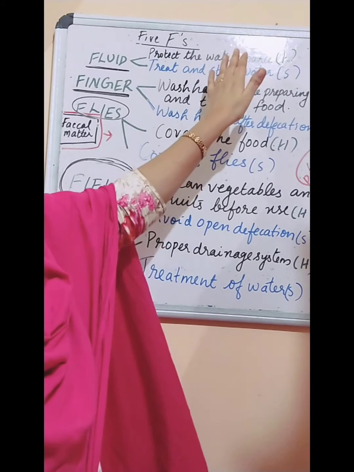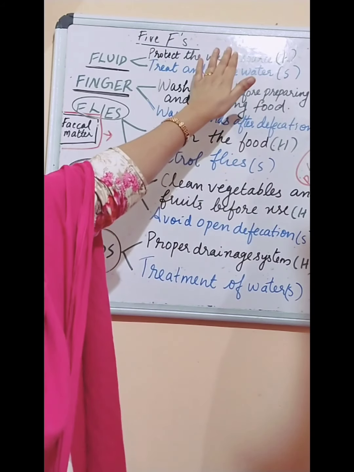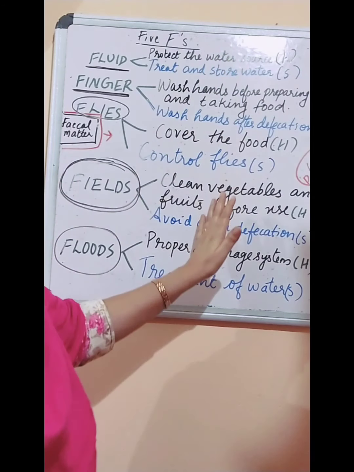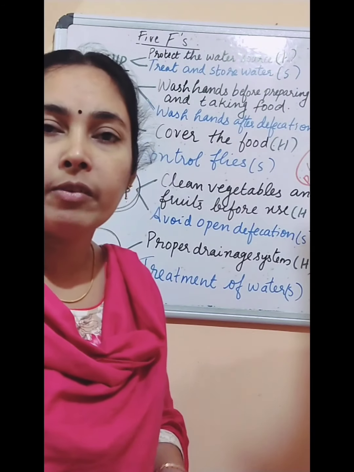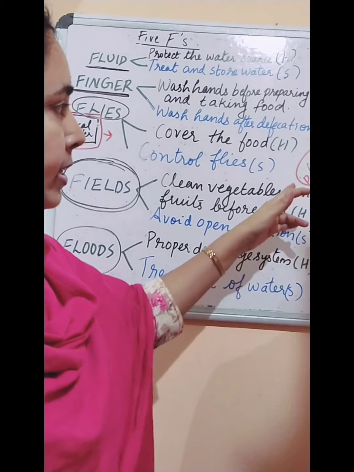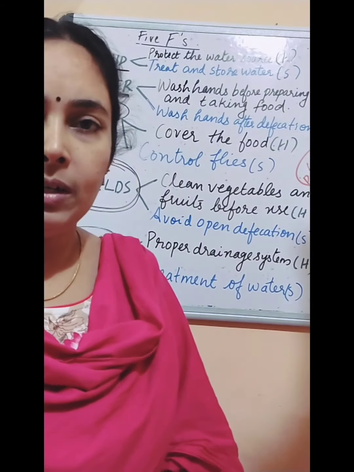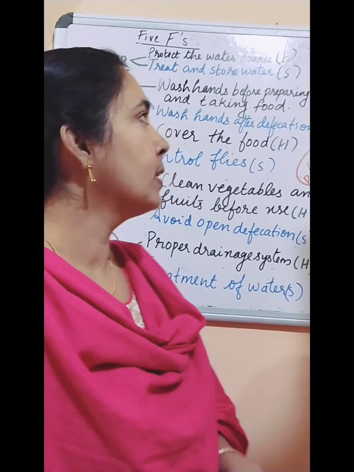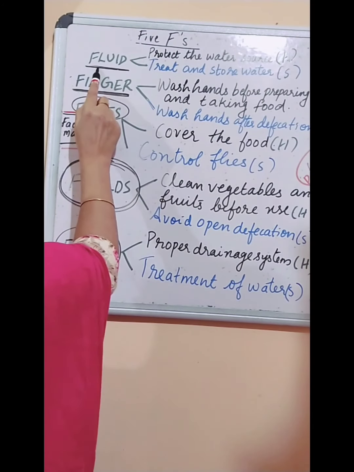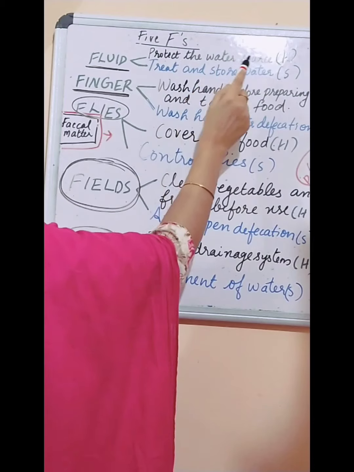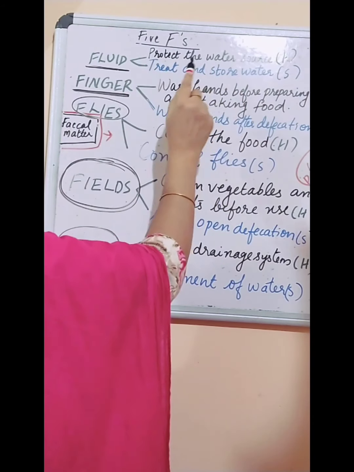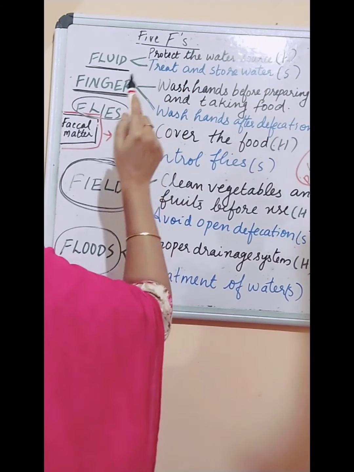And if we are following all these hygiene and sanitation, what happens? We can prevent the transmission of disease and the person will become a healthy person. Clear? So what is the first step? Fluid. What is the hygiene? Protect the water source. Sanitation, treat and store water.